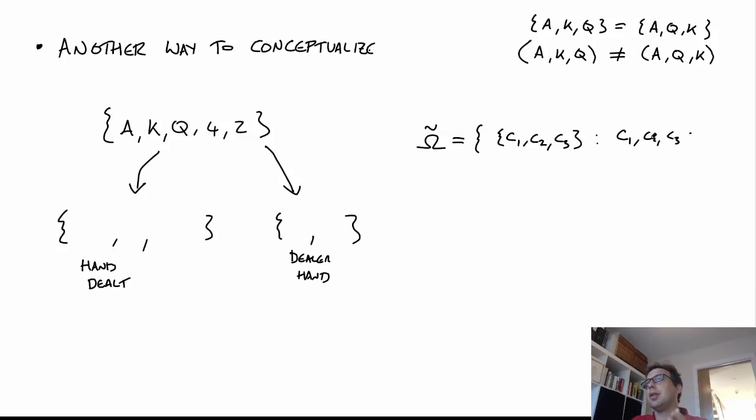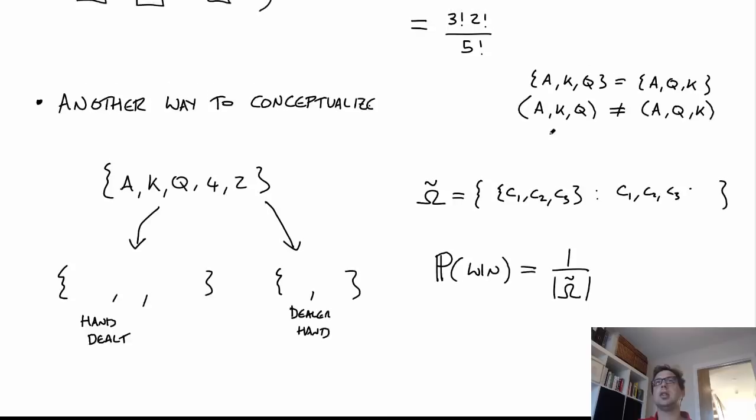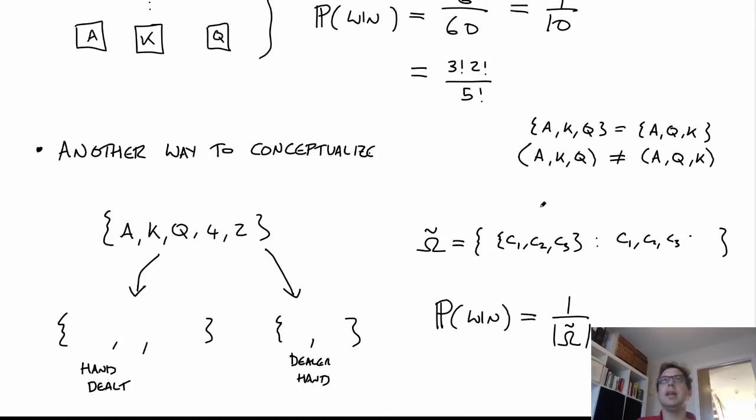So such that card 1, card 2, card 3 belong to the set ace, king, queen, 4, 2, and no two of those cards are equal. Okay, so I could write that here, but let's not worry about that. So then we know under this probability space, this sample space, the probability you win is equal to 1 over omega tilde. But then I've also up here done the calculation for what the probability of winning is.